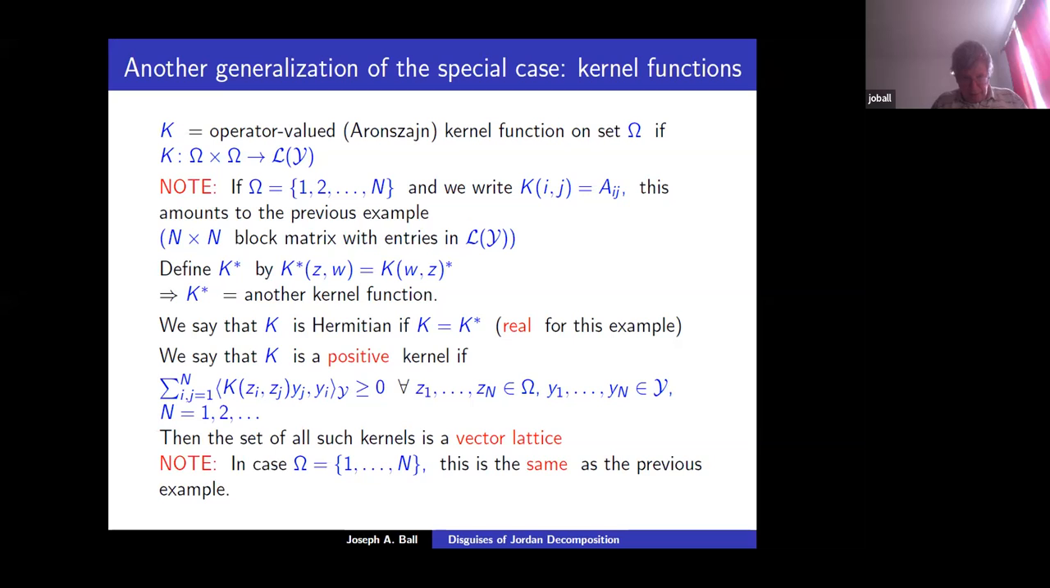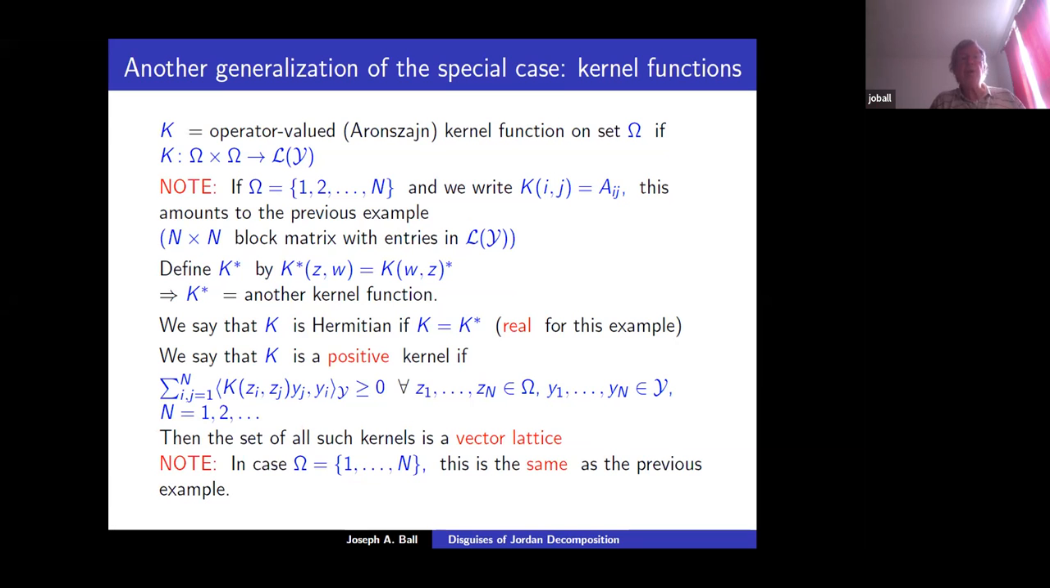But now, omega is possibly infinite. Omega could be uncountably infinite, but all this still makes sense. So it's just a natural generalization of a finite matrix, namely, you only look at finite matrices to define this, but it's an arbitrary finite subset of your set omega.